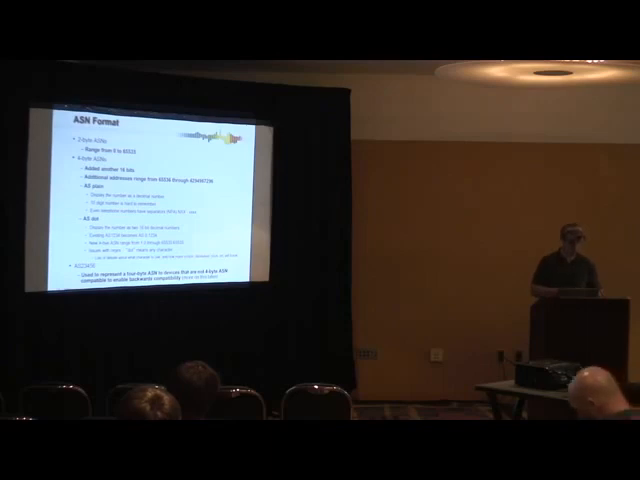There's also a special AS 23456. That's used to denote a 4-byte ASN for 2-byte only ASN-capable routers. So because you can't send a 4-byte AS in the AS path to routers that don't support 4-byte ASNs, instead you just send them 23456.